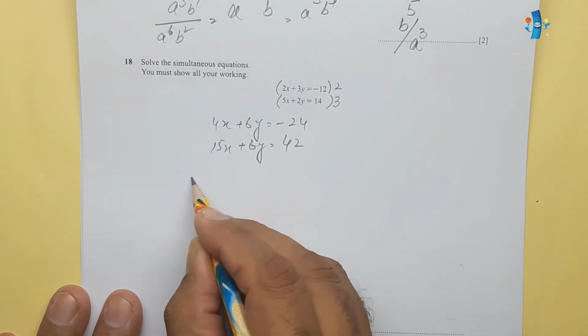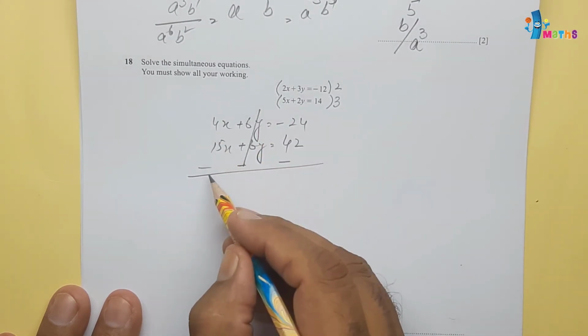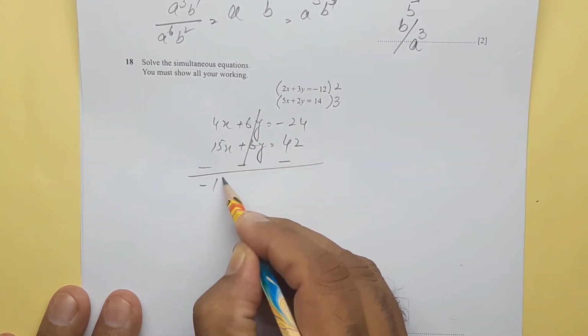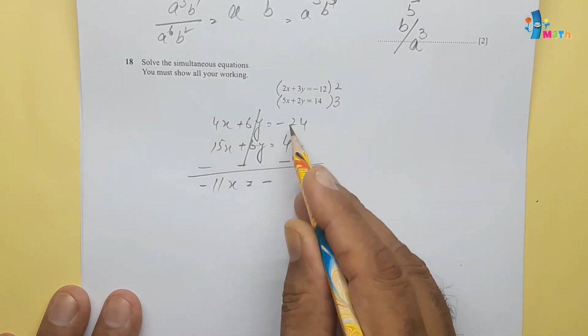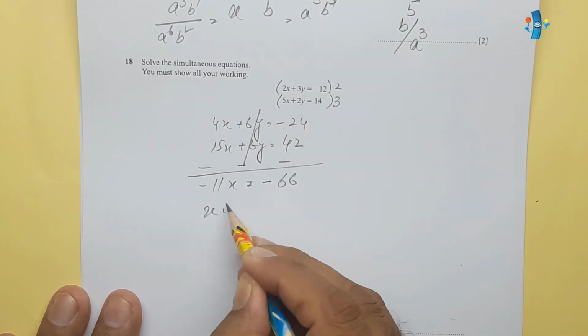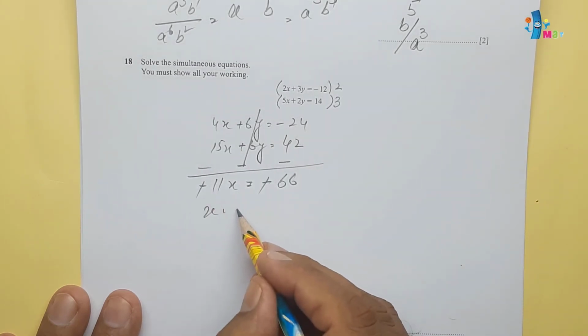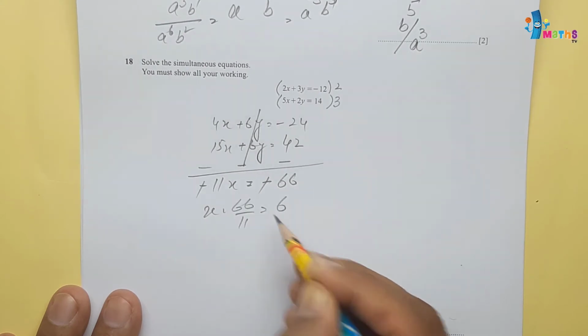Now we can subtract this, with the sign changed, this is gone. So 4x minus 15x, so this will be minus 11x is equal to minus 66. So x will be equal to, minus is gone from both sides, so x is equal to 66 over 11, which is equal to 6.